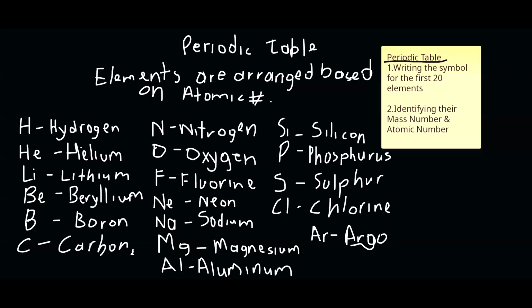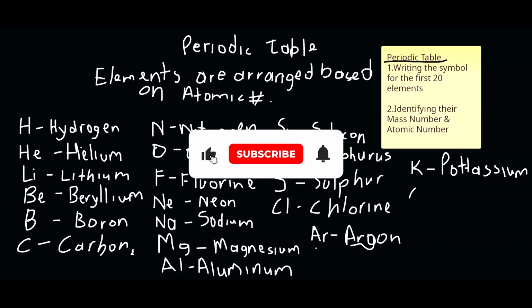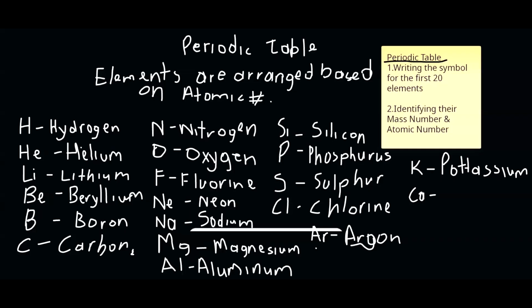And then 19. Sir? What's 19? Can you pronounce the name? Potassium. Yeah, potassium. And then the 20th. That's what? Calcium. Good. So these are the symbols for the first 20, right?